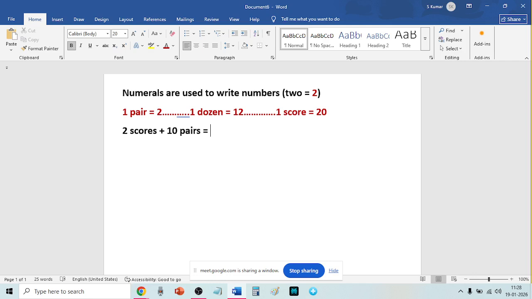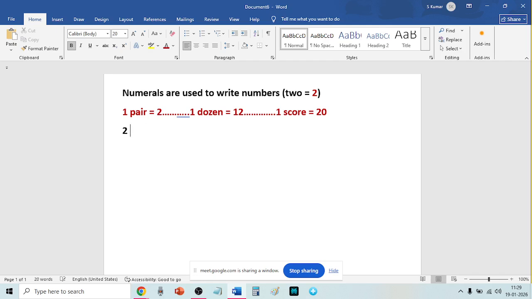2 scores is equal to 40, plus 10 pairs. And 10 pairs, what will I write? 10 pairs will become 20. So that will become 60. Right.